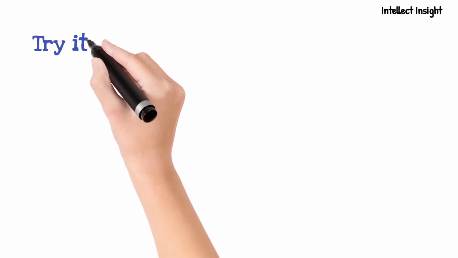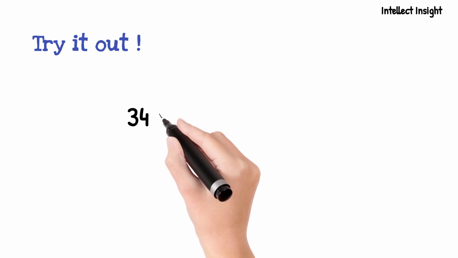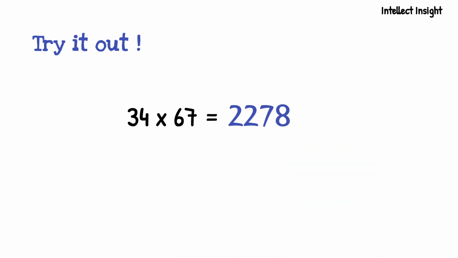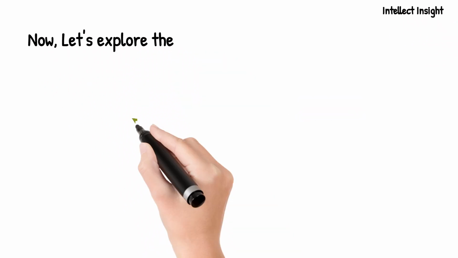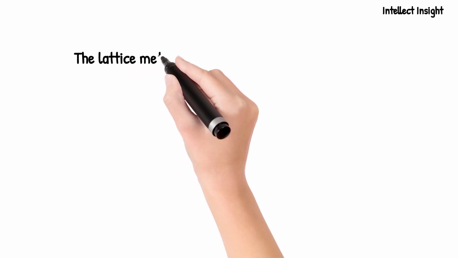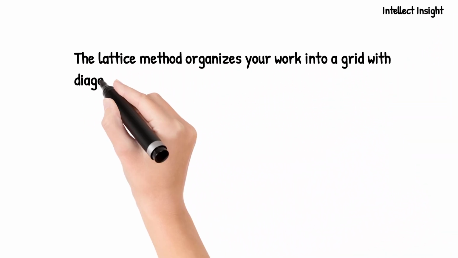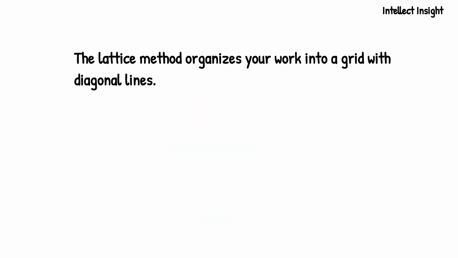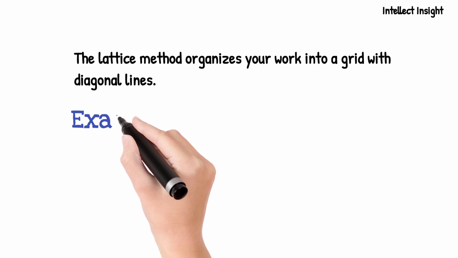Try multiplying 34 by 67 using the grid method. You can pause the video and give it a go. Now let's explore the lattice method, which is another fantastic way to multiply big numbers. The lattice method organizes your work into a grid with diagonal lines to keep everything neat and precise. It's perfect for visual learners.